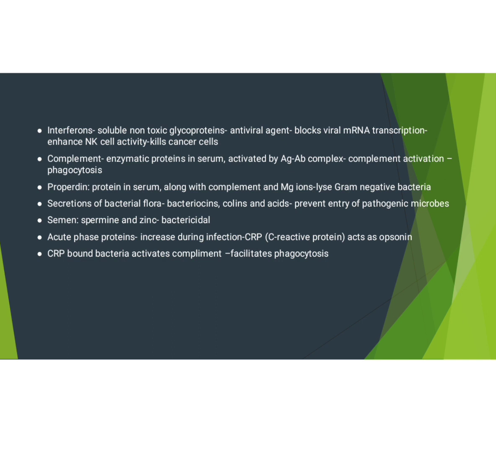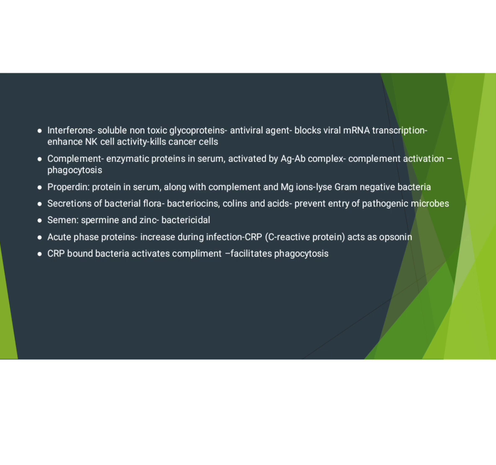They are the secretions of the bacterial flora which are present mainly in the intestine and the various other parts of the body, and they prevent the entry of pathogenic organisms. The spermine and zinc which is present in sperm or the semen, they are also bactericidal. And the CRP, that is the C-reactive protein, which actually increases in our body when there is an infection, will act as an opsonin. It can bind to the bacteria, activate the complement, and thereby facilitate phagocytosis.